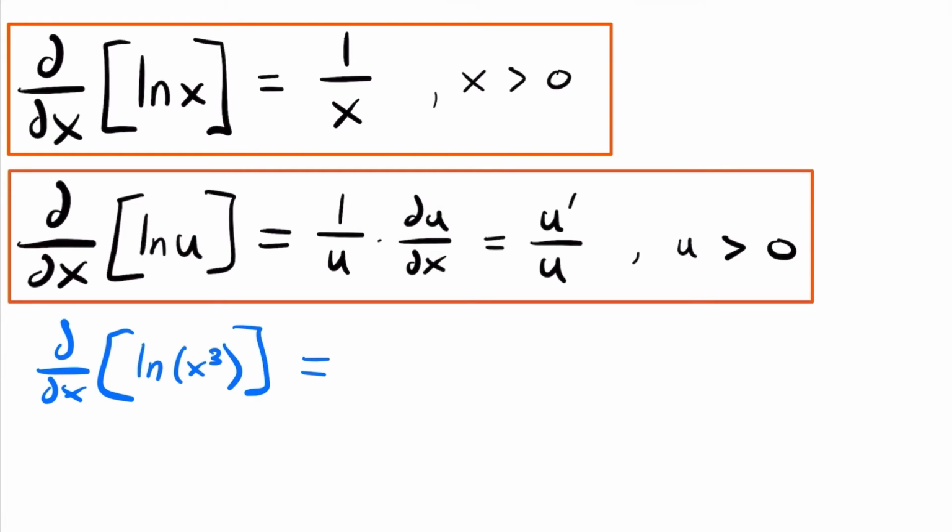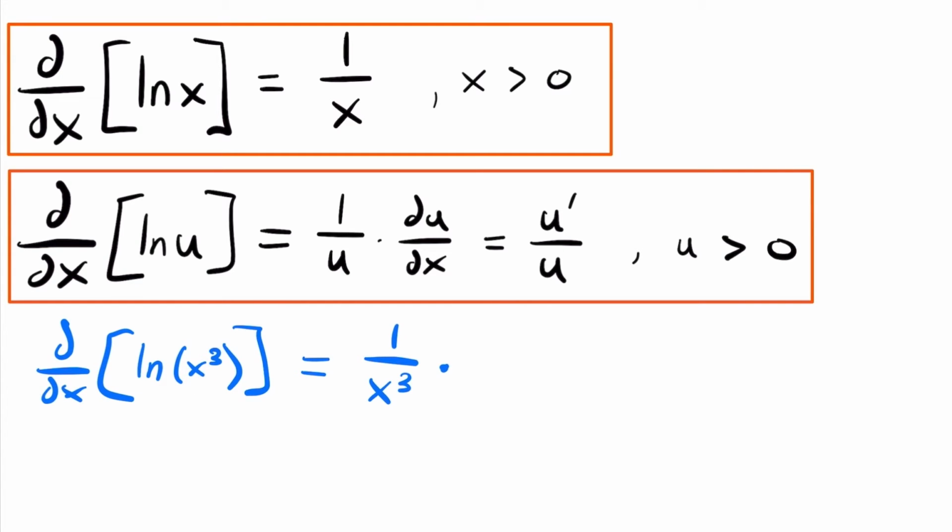So we'll start by taking what is inside the natural log function and putting it in the denominator of a fraction, right? We're going to have 1 divided by whatever is inside a natural log function. So in this case, we're going to have 1 divided by x cubed, right? Because x cubed is inside our natural log function. And then we're going to multiply that by the derivative of that function u.